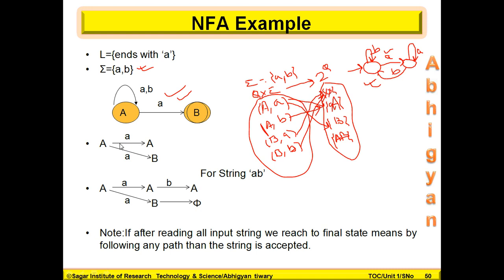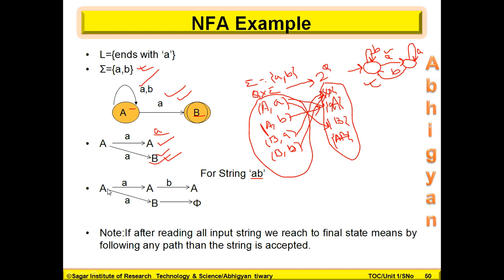Now let's try to understand. For a single alphabet symbol, if we want to see the transition from this state, for A we will move here, and for A we will move here. This is a simple transition. By giving this A, we can move to A itself, and we can move to B itself. We take this path because it gives us the final state after ending the string. Let's consider this diagram for the string AB.